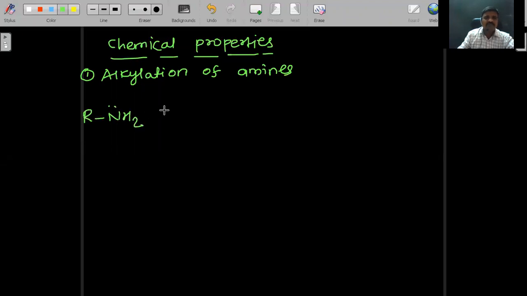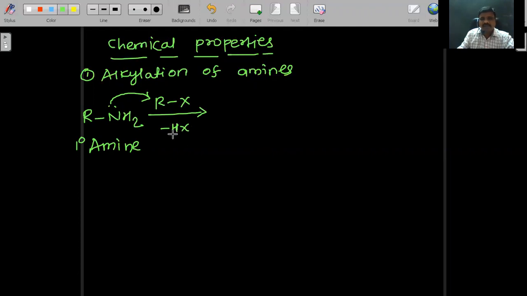This nitrogen carries a lone pair of electrons. This primary amine reacts with alkyl halide. Alkyl halide means R-X, where X carries delta minus and R carries delta plus. So the lone pair of electrons attacks the alkyl group, and one of the hydrogens from this NH2 is removed. That hydrogen and this halogen form the byproduct HX.